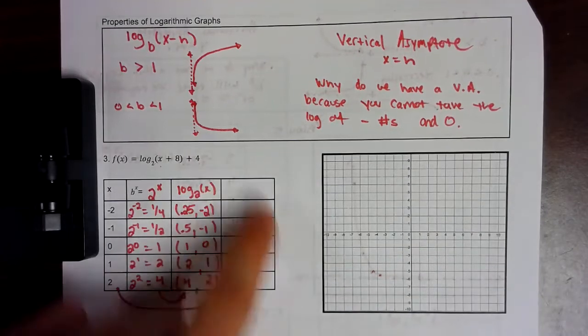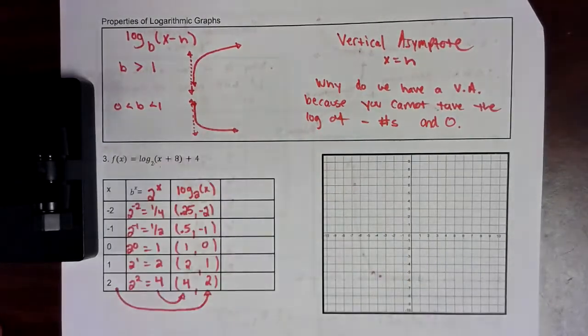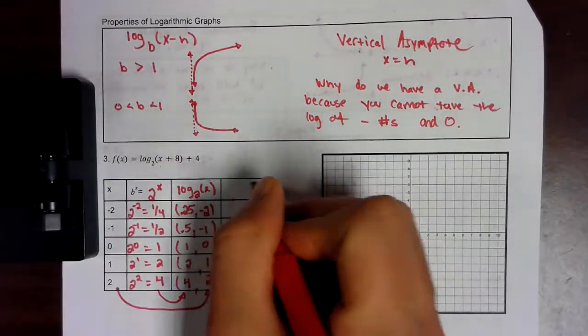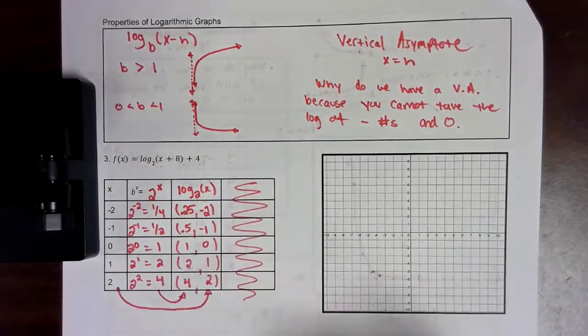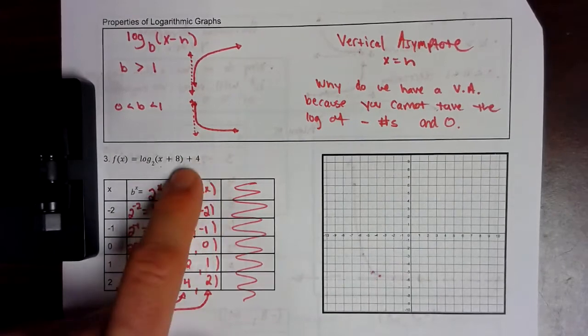Now, this last column we're going to skip for now because we're only going to use it if we have an a value or a number in front of the log that is not 1. So in this case, we actually don't need this. So we're basically all the way done. The only thing we haven't dealt with is this 8 and 4.